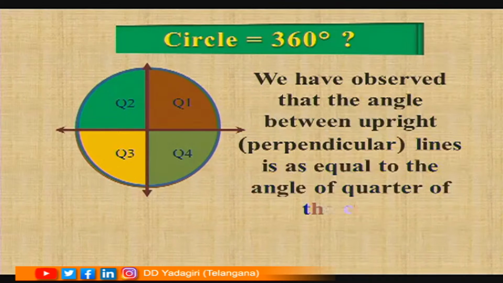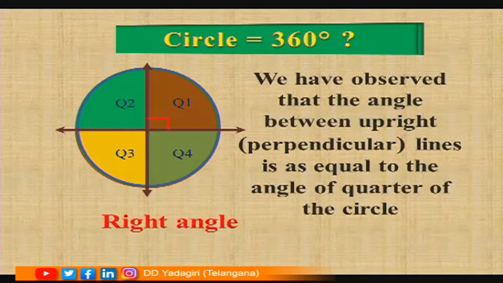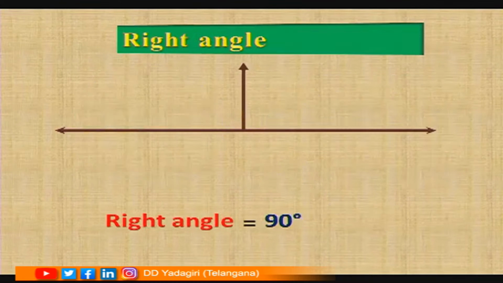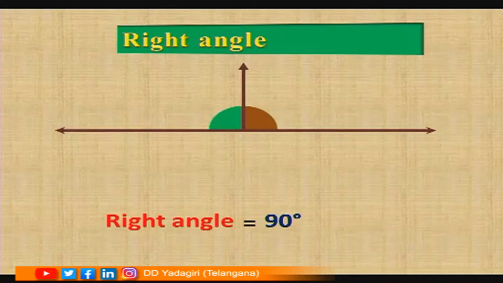We have observed that the angle between the upright, that is perpendicular, lines is equal to the angle of a quarter of the circle, that means the angle in the quadrant. Therefore, a right angle is equal to how many degrees? 90 degrees, is it right? Now, what can you say about these perpendicular lines? Is the angle between those two vertical lines equal to one quarter? The other side also, let us check it, both are equal or not. That means what you can say now.